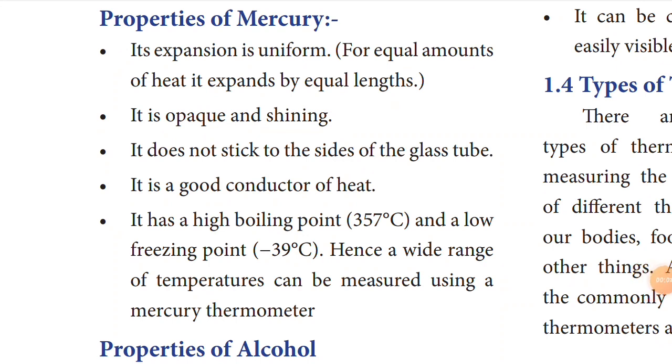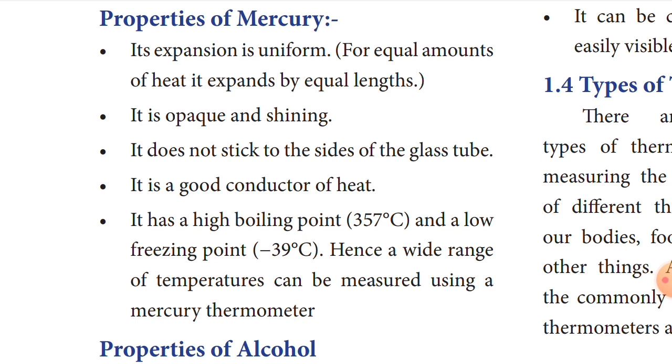Children, see the next important topic, properties of mercury. You know the mercury symbol already, children, Hg. This is the chemical symbol Hg. See the first property: its expansion is uniform. That's the main reason, children. For equal amounts of heat, it expands by equal length. That is the main reason we are using the mercury thermometer.